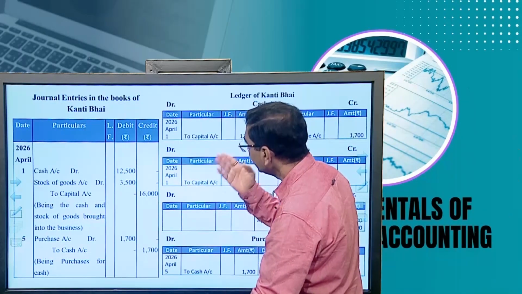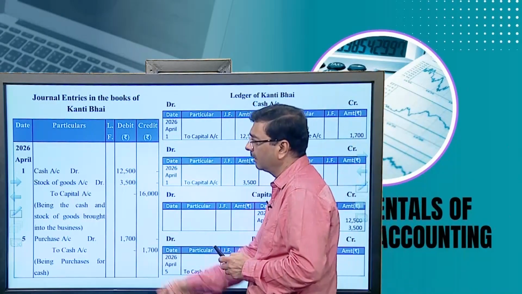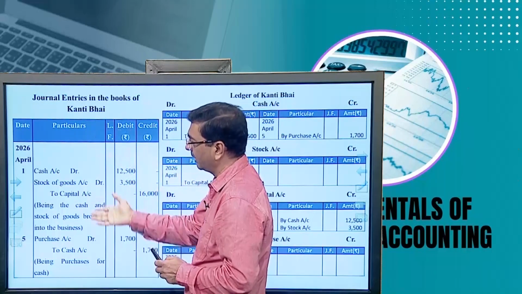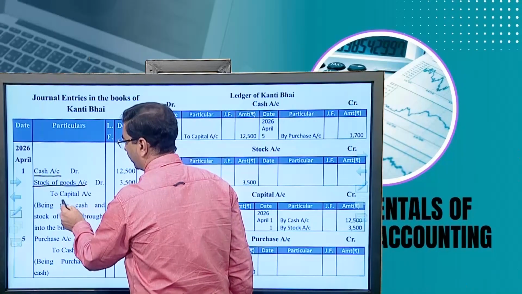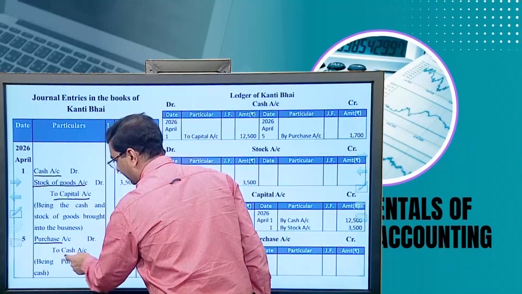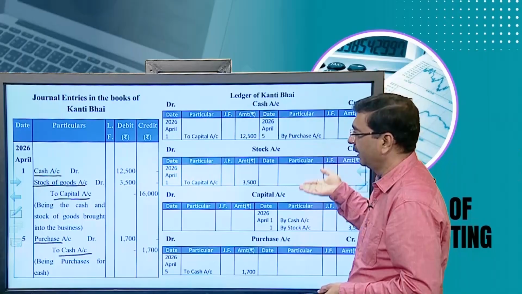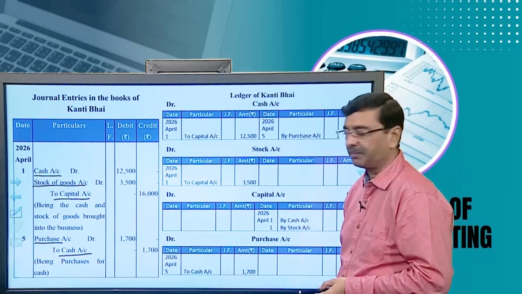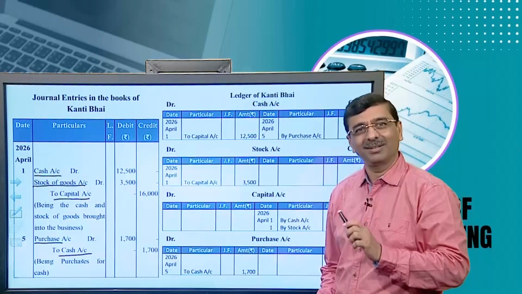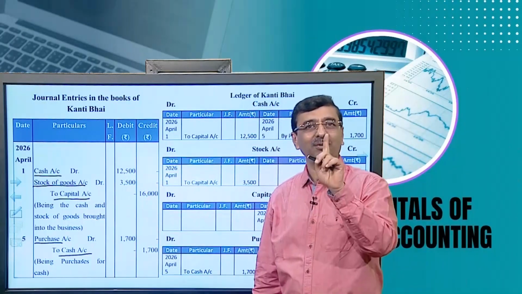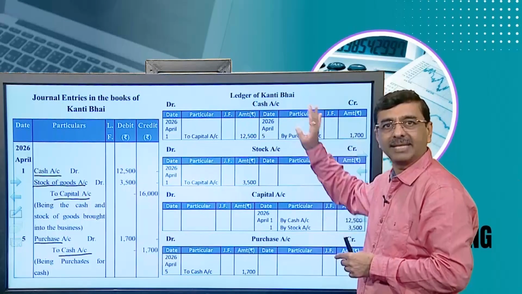Now one more transaction, journal entries in the books of Kantibai. See here in this particular transaction, if you look at the journal entry, how many accounts are prepared? One is the cash account, stock of goods, then capital, then purchase, then cash. So here the cash account is prepared, the stock account is prepared, the capital account is prepared, and the purchase account is prepared. The cash actually comes 2 times, so we don't need to prepare 2 cash accounts. Ultimately there are multiple cash entries, but we have to prepare only 1 cash account. Both these transactions will be recorded in the ledger book in the same cash account, correct.